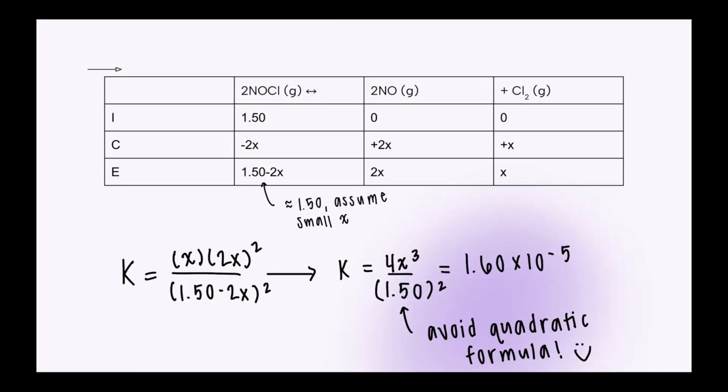So now you can see that once we make that assumption, the K formula is much more simplified, and we change the denominator to be 1.5 squared instead of 1.5 minus 2x squared. A note about the numerator, it stays the same. I just simplified what we had because 2x squared is 4x squared, and then multiplied by x becomes 4x cubed. So this is our new K expression, and now we need to solve for x, solve for the equilibrium concentrations, and check the validity of this assumption. So we're going to do that on the next slide.